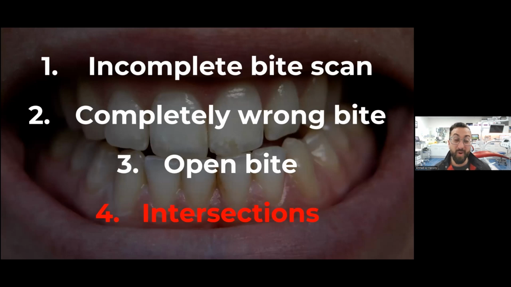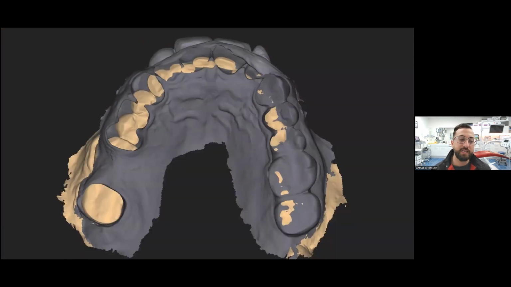Intersections are probably the most annoying thing with taking bite scans with intraoral scanners. And what I mean by intersections is this. So what you're seeing, guys, is an intraoral scan, two scans merged together, and you're looking at it from underneath. As you can see, there's a gray scan and there's a brown scan down here. So this is one scan, this is the other scan, and you can see all these intersections.